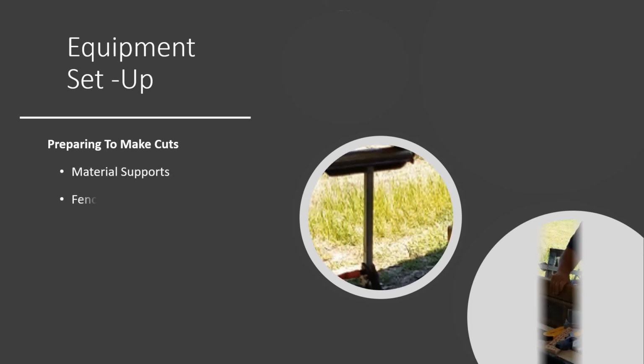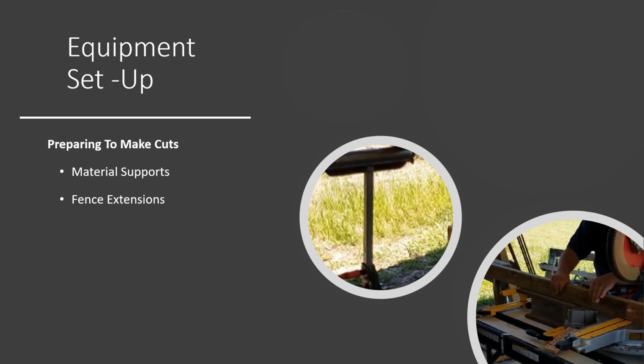We talked a little bit about how we can set up our equipment to make the work more efficient. Material supports and fence extensions are very useful when working with longer or heavy material. The supports help hold up the wood on the end, and the fence extensions just keep it in line. And they serve another purpose we'll talk about in a minute.